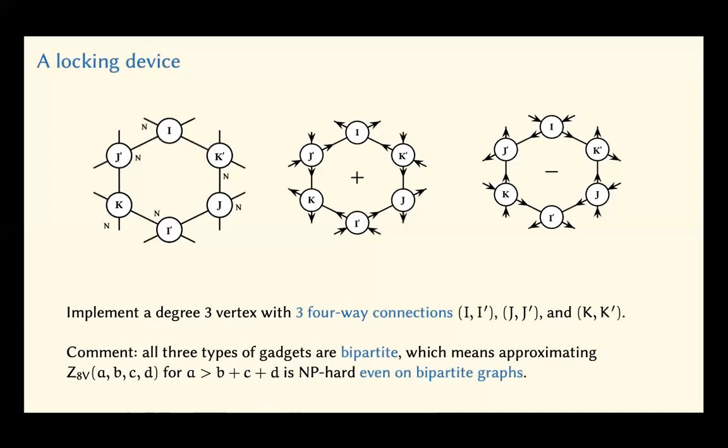Final comment is that all three types of gadgets are bipartite, which means approximating the eight-vertex partition function for A larger than B plus C plus D is NP-hard, even on bipartite graphs.